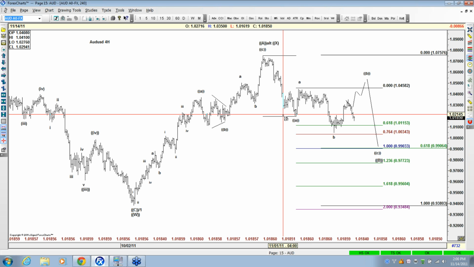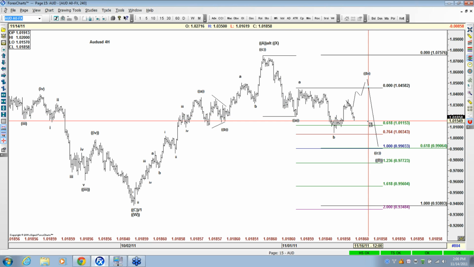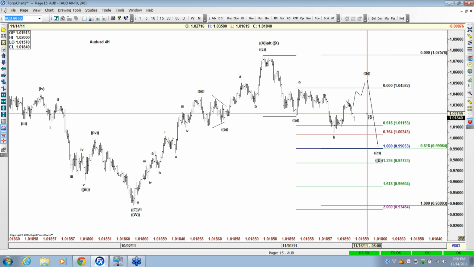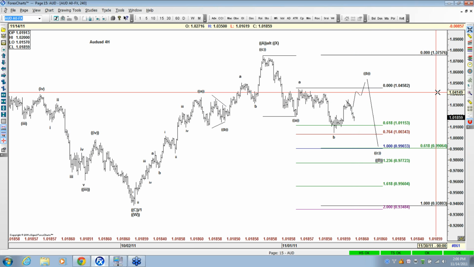That's what I like about Aussie. So it can go straight down or can correct higher and go down. It can go both ways, Aussie. Any other question, guys?